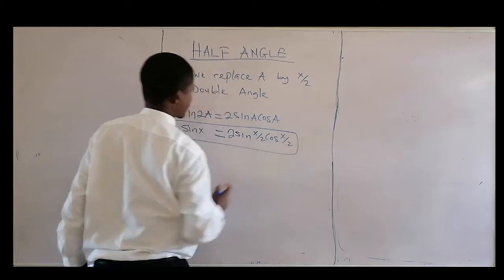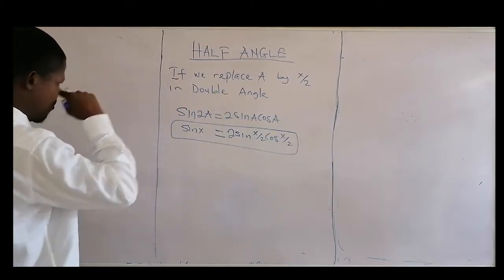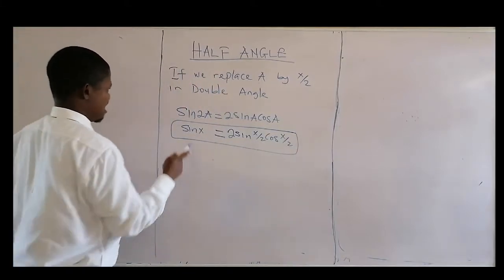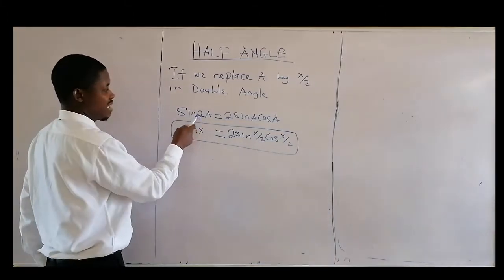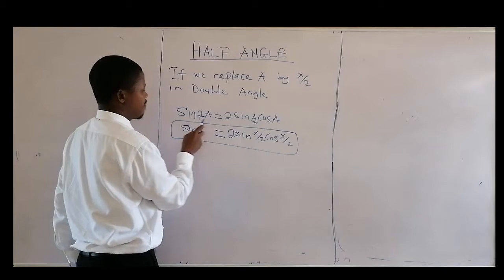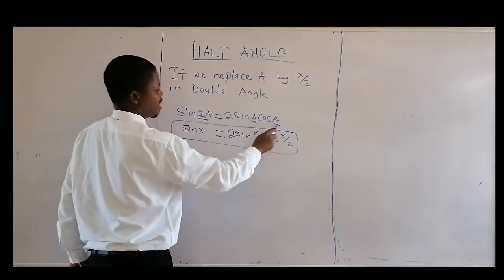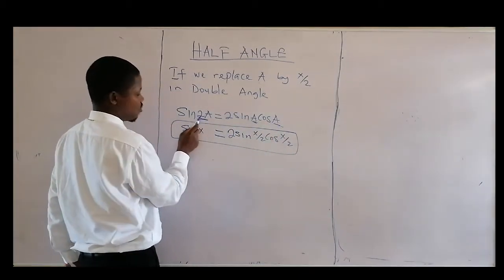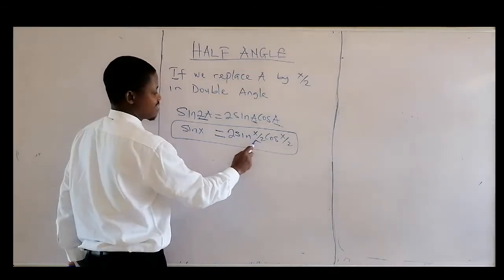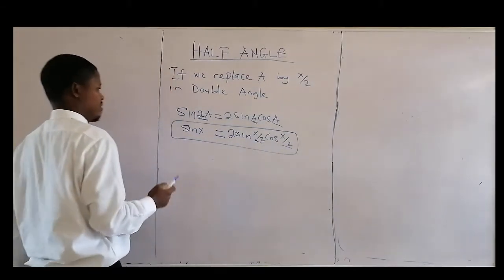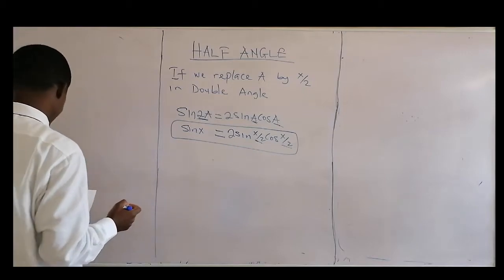That's for sine x. So what happened here is that if you look at sine 2a for the double angle, you realize that the angle here is half of what you have here. So if you have x here, then you expect half of that. So that's that.